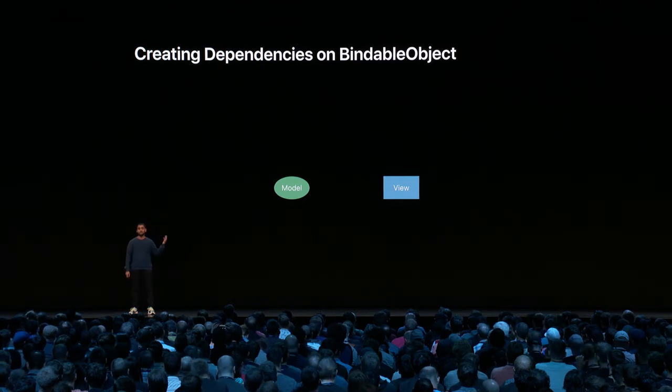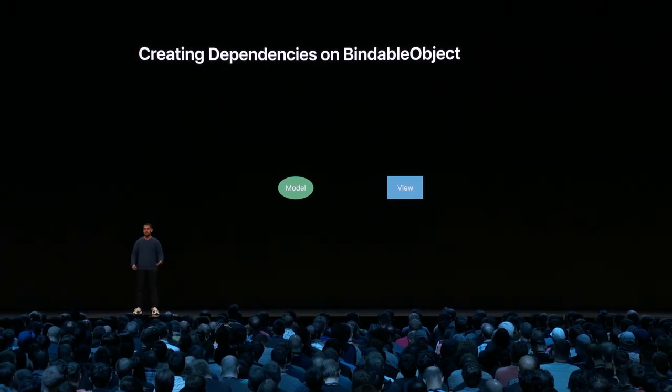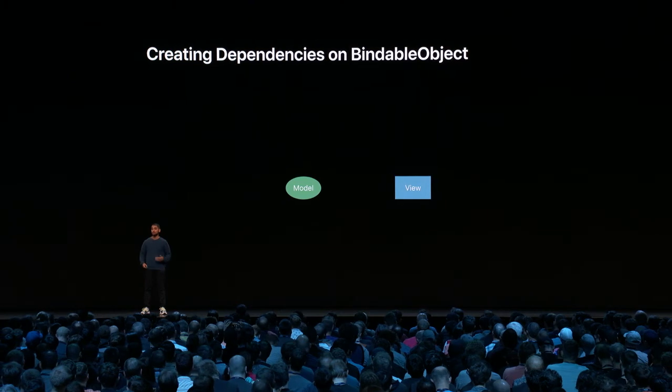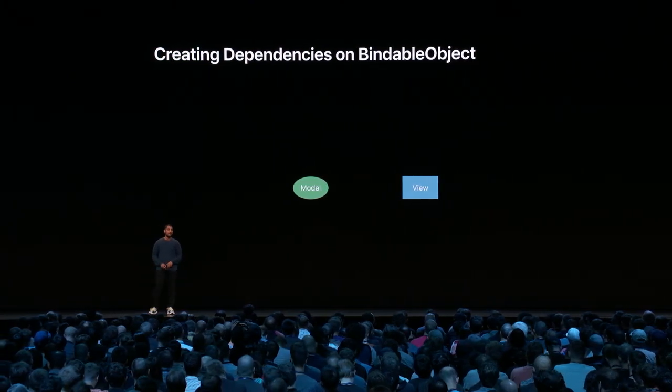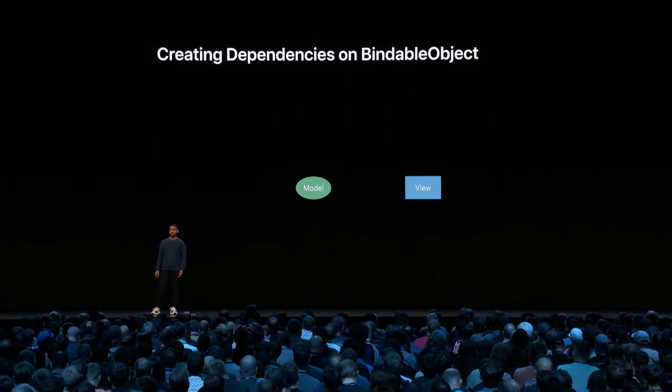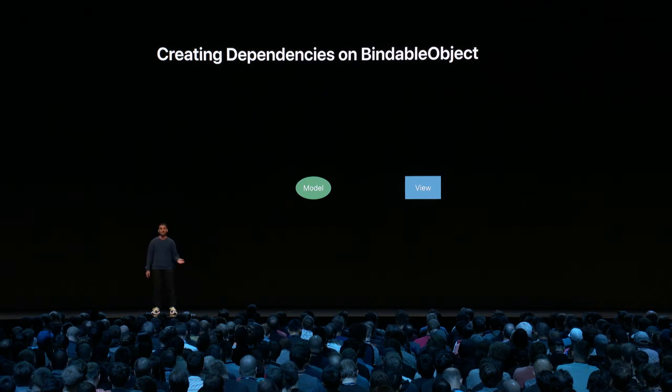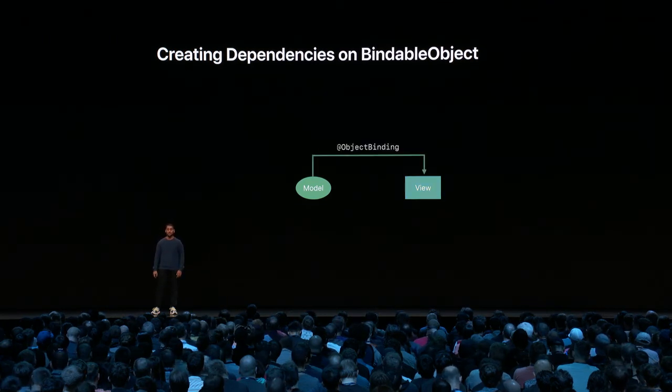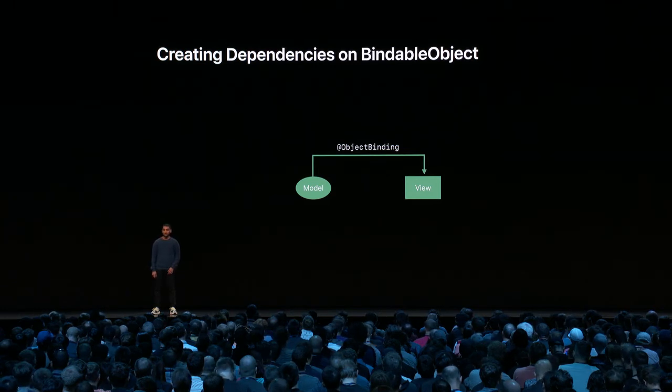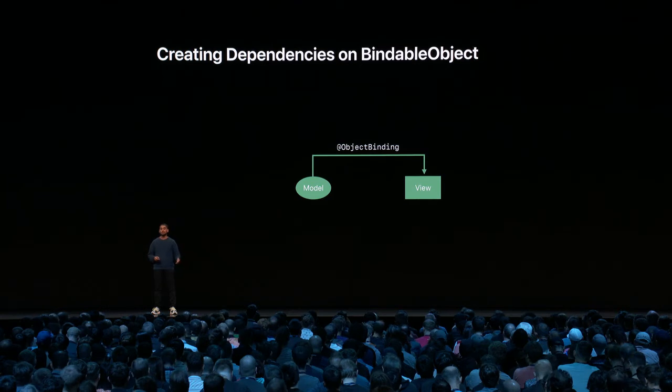I brought up this very basic diagram here. You can see we have our view hierarchy in blue on the right, and we have our model in green on the left. Now, we can connect the two, creating a dependency using the ObjectBinding property wrapper. And as we do this, each view that has that property wrapper will depend on the model that we wrote earlier.